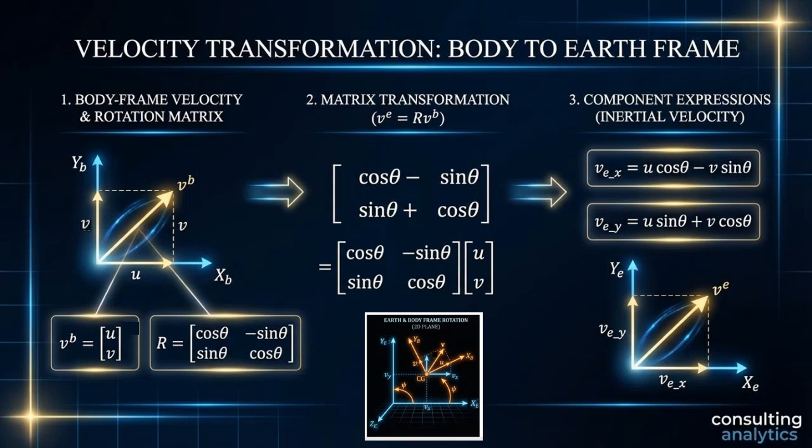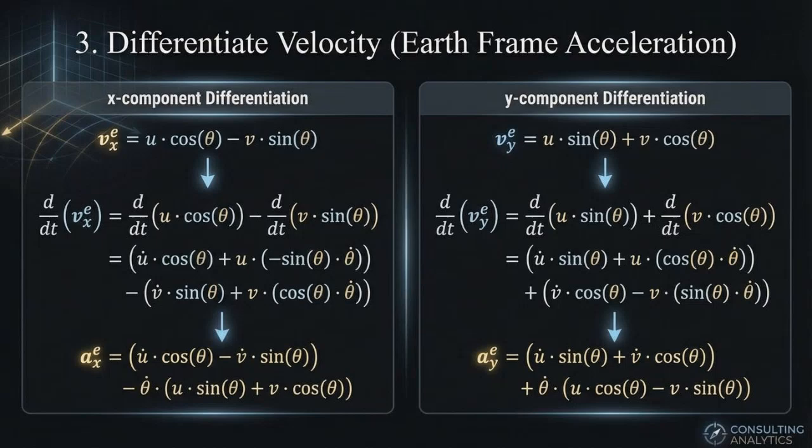Expanding the matrix multiplication gives the component equations. Velocity in Earth frame along x equals u cosine theta minus v sine theta. Velocity in Earth frame along y equals u sine theta plus v cosine theta. These equations show how forward and lateral speeds in the vehicle frame are converted into inertial Earth frame velocity components.